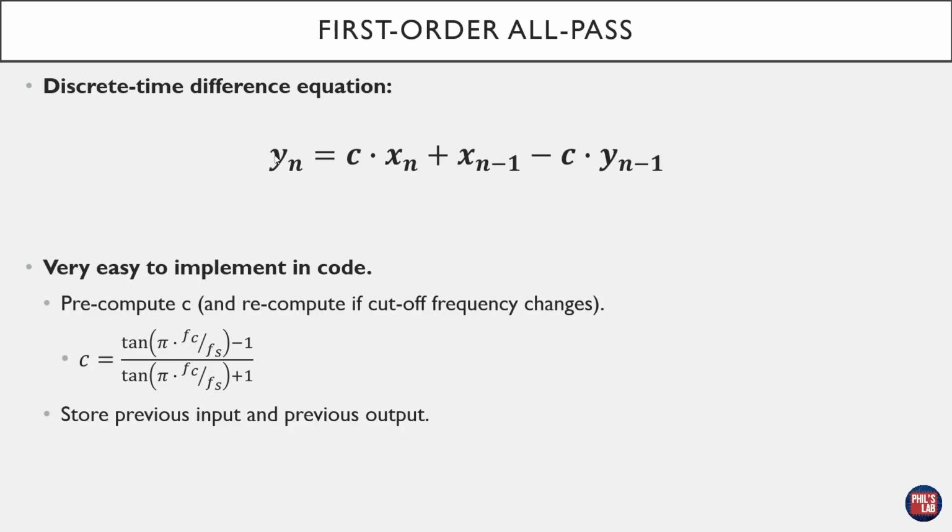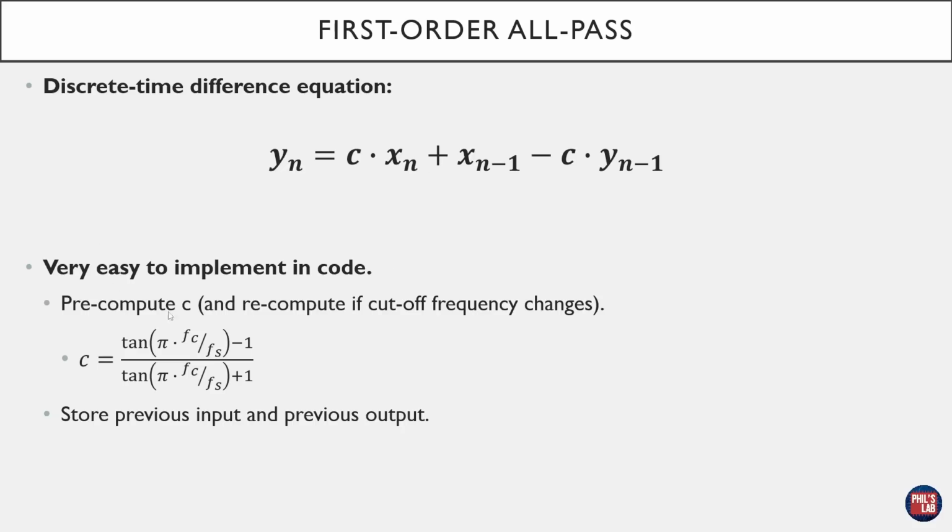So the current output sample y[n] is our filter coefficient times our current input sample, plus our previous input sample, minus our filter coefficient times the previous filter output. And just as it reads here, this is exactly what we're going to implement in code later on. It's very, very easy to implement.